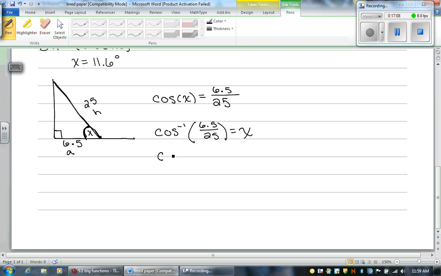And when we go to put this in our calculator, we get x to be approximately 74.9 degrees. To the nearest degree, we could say that that's a 75-degree angle. Okay, so this would be best put at a 75-degree angle.